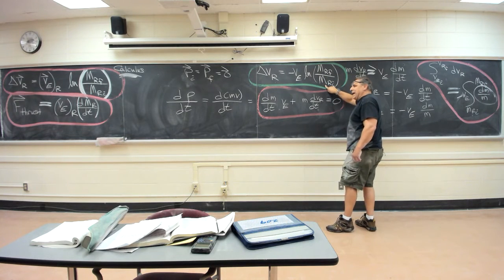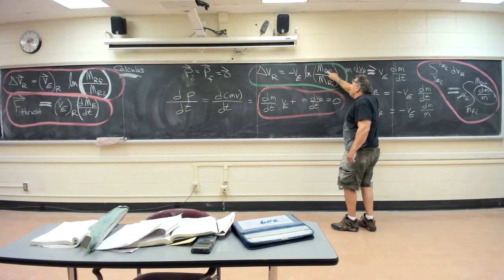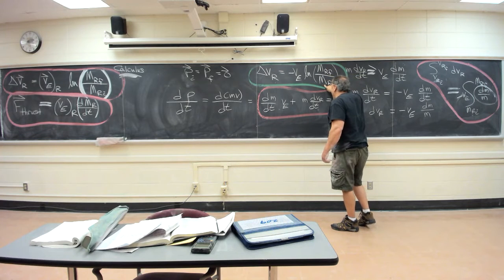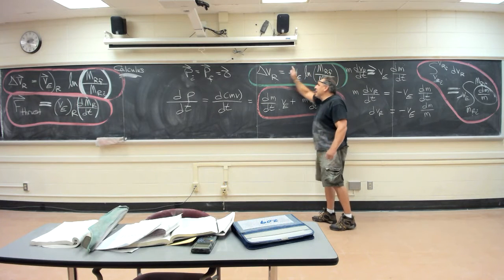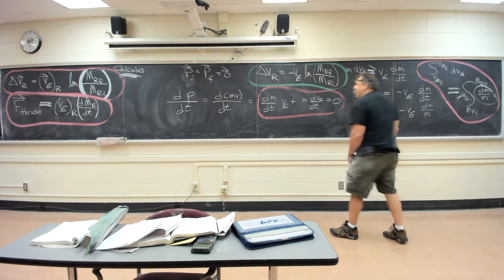Well, initially the rocket was full of fuel. After it exhausts a lot of the fuel that it burns, it's got less mass. This is less massive than that. Small divided by big, both positive numbers. Now, remember, small divided by big is a positive number less than 1. The natural logarithm of a positive number less than 1 is a negative answer. Negative times negative will give you a positive change. You can kind of look at it that way.